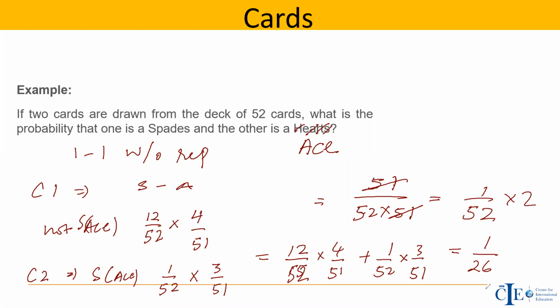So if the order is given, the first is spade and the second is ace, then 1 on 52. And if the order is not given, then you can take either case, a spade and then an ace, or an ace first and then a spade, and then add. It is the same. The probability won't change, there are just two ways of doing it. So twice 1 on 52.